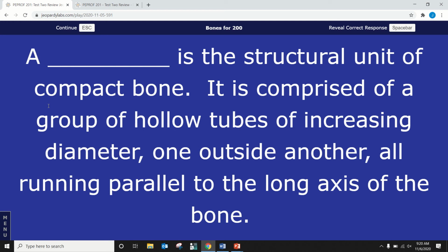Yep. It's been a while since we did bones. So actually, I forgot it was part of this test until like last week. I was like, oh, I got to come up with some bone questions.